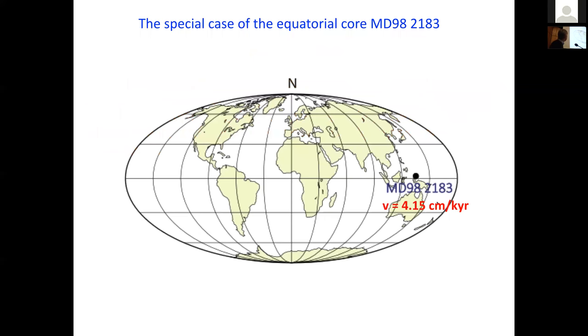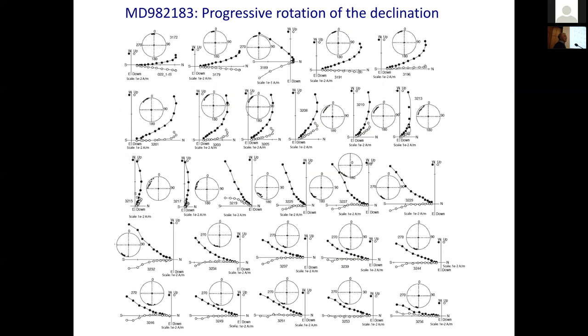So we have been talking about three cores. What about the fourth one? The fourth one comes from the Western Equatorial Ocean. And when you look at the same kind of diagrams that I've been showing before, you see a completely different pattern. It's an equatorial core, so the inclination remains close to zero, and the declination rotates progressively from south to north. To tell you the truth, I've never seen something like that. The first time I saw it, it was just unbelievable.